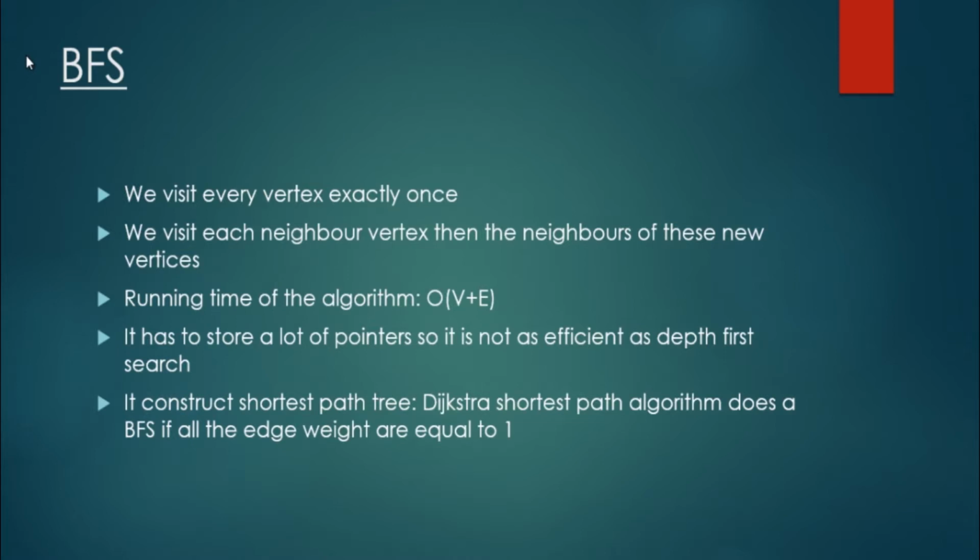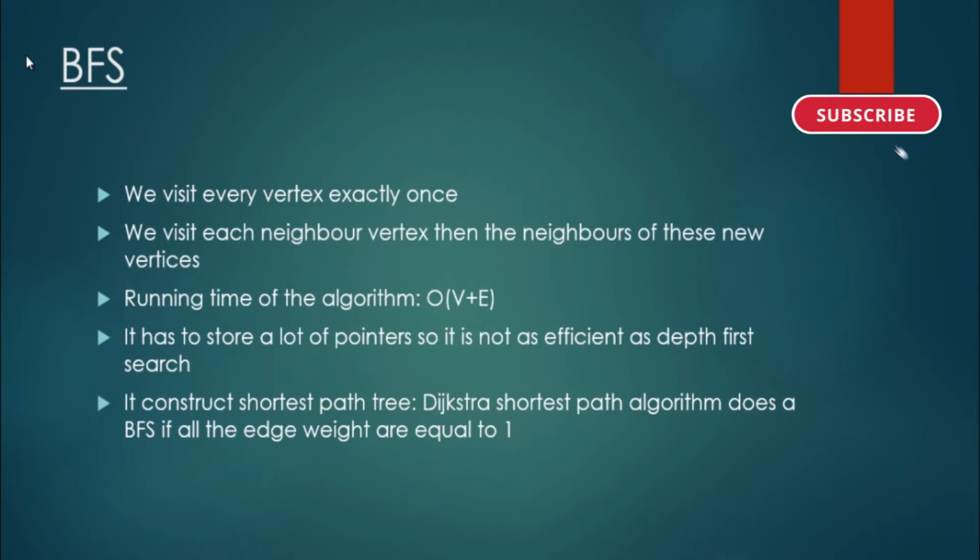besides depth-first search. We visit every vertex exactly once, and we visit each neighbor vertex and the neighbors of these new vertices, so the running time of the algorithm is linear, which means it's O(V + E), where V denotes the number of vertices and E denotes the number of edges in our graph.